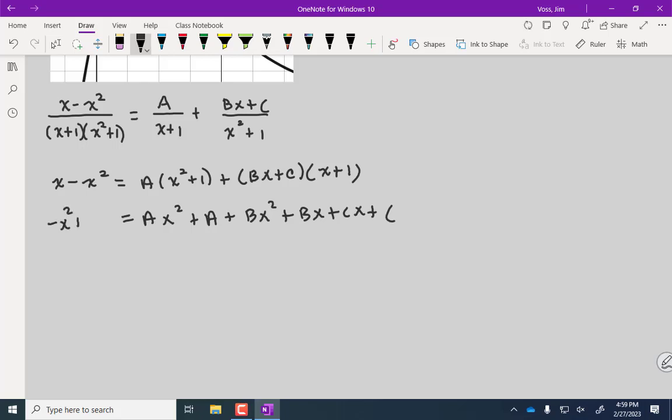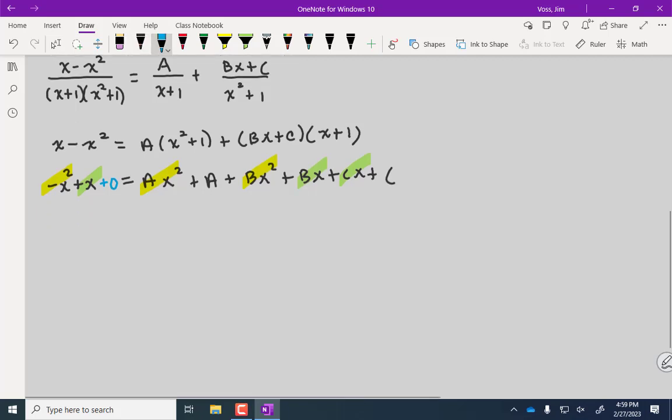I'm going to rewrite this so that it's in descending order on the left so I don't get confused. Because we have to make sure that we match the x squareds and the x squareds and the x's and the x's and the constants and the constants. So let's just notice, these are the x squareds. These are the x's. And then the constants, oh, there should be 2 constants over here, a and c.